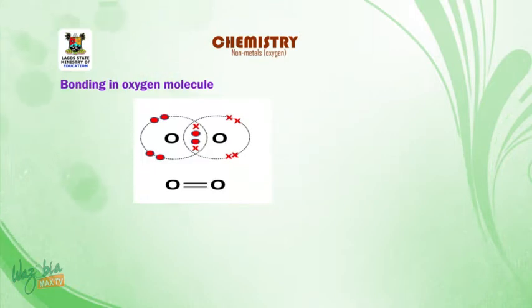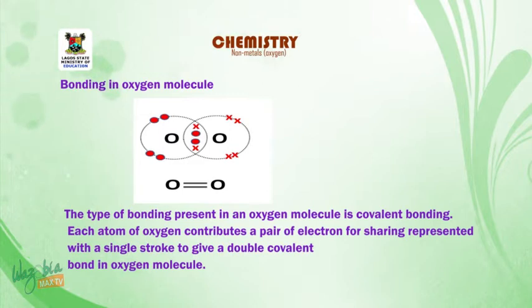Let us take a look at bonding in oxygen molecule. In the structure below, we have two oxygen atoms, and the type of bonding present in an oxygen molecule is covalent bonding. Each atom of oxygen contributes a pair of electrons for sharing, represented with a single stroke to give a double covalent bond in oxygen molecule.